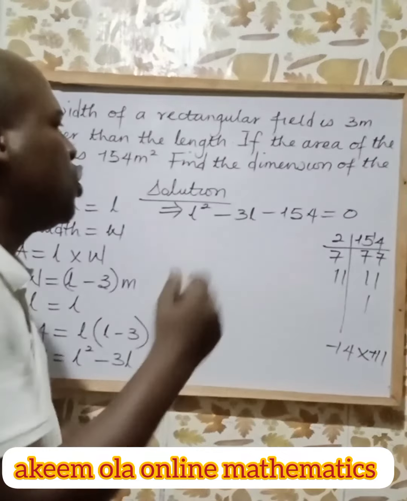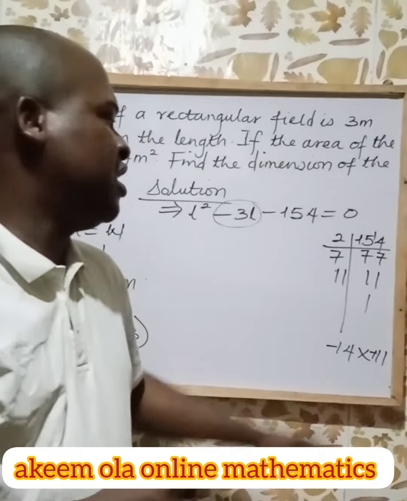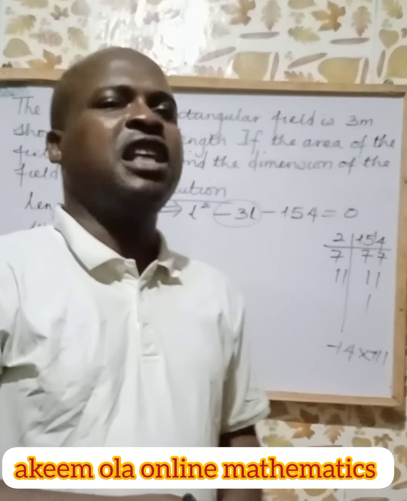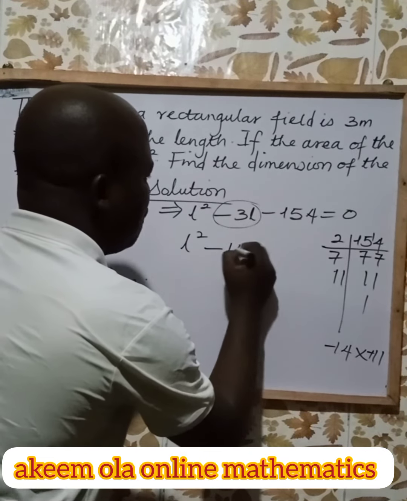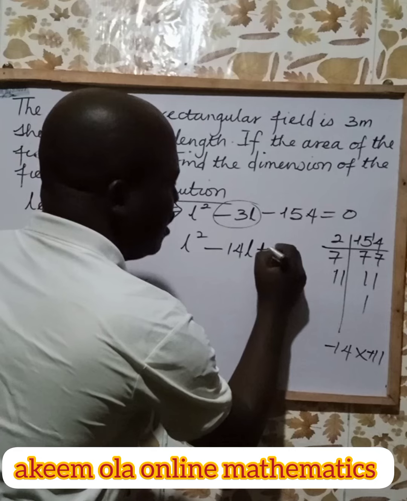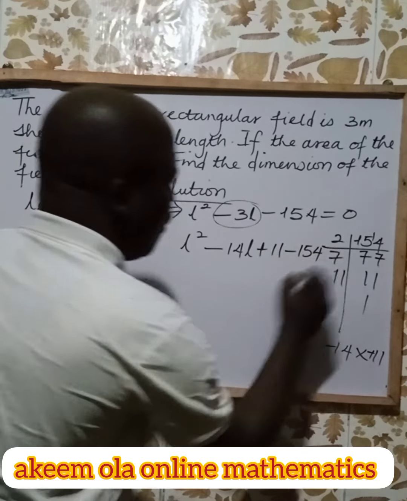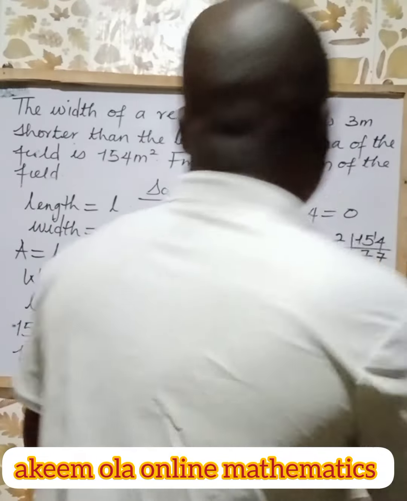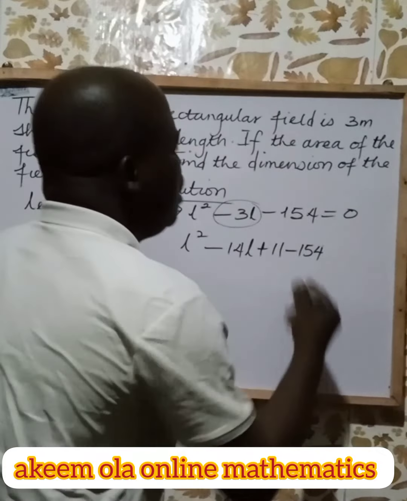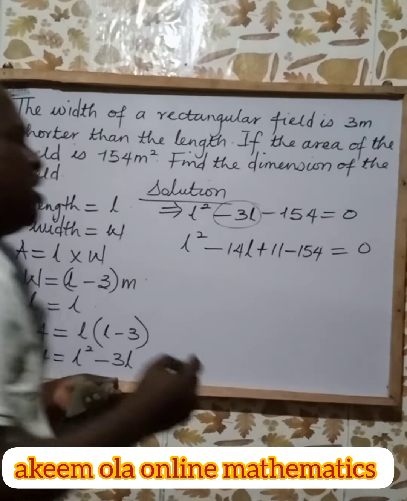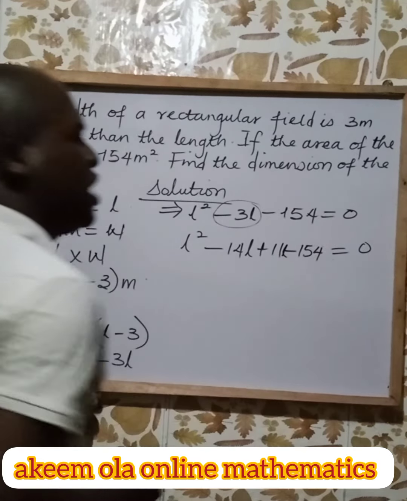That means we are now going to replace this minus 3L here. We are going to replace it with minus 14L and plus 11L. That means I'm going to have L squared minus 14L plus 11L minus 154 is now equal to 0. Then we can now pair them together.